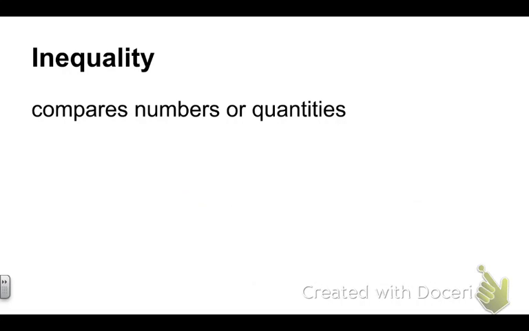Inequalities. They simply compare numbers or quantities. So this symbol here with the arrow pointing to the left means less than. The way that you need to read this is from left to right. If you look at this from left to right, the very first thing that you see is that small little point. That small point comes first, so that means less than.